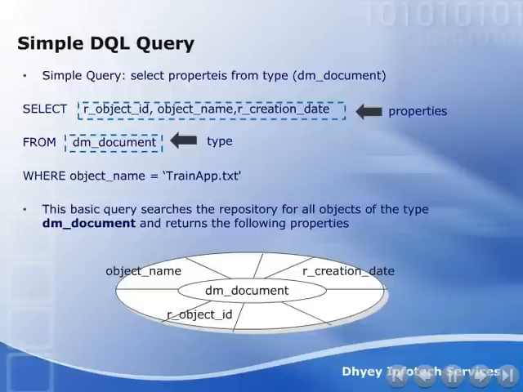A DQL query can also directly query database tables as mentioned earlier. These tables are called registered tables. To use a registered table, you have to first register the table with the Documentum repository using the register statement.